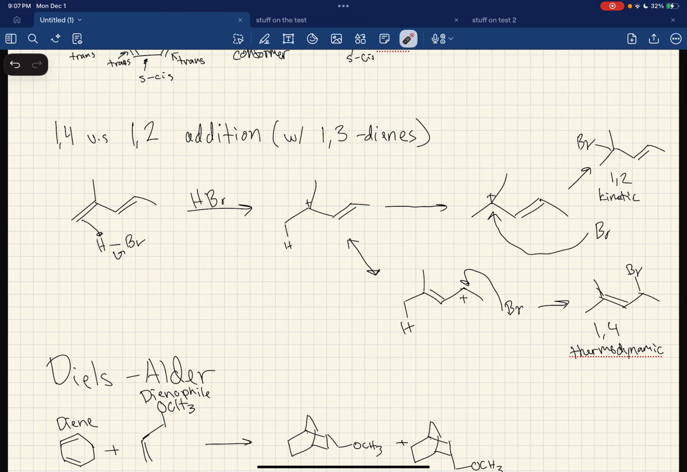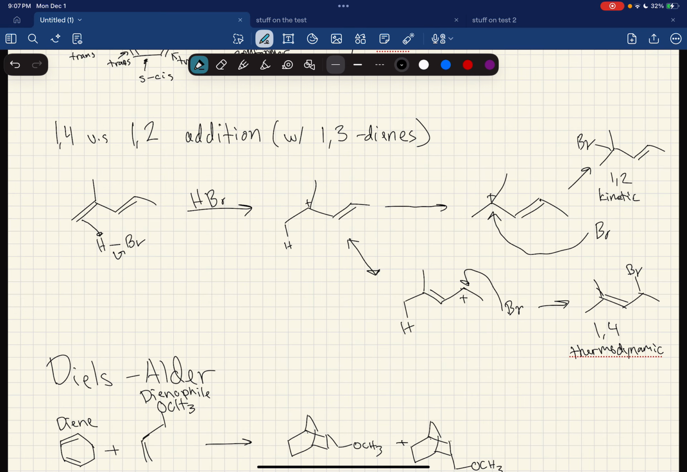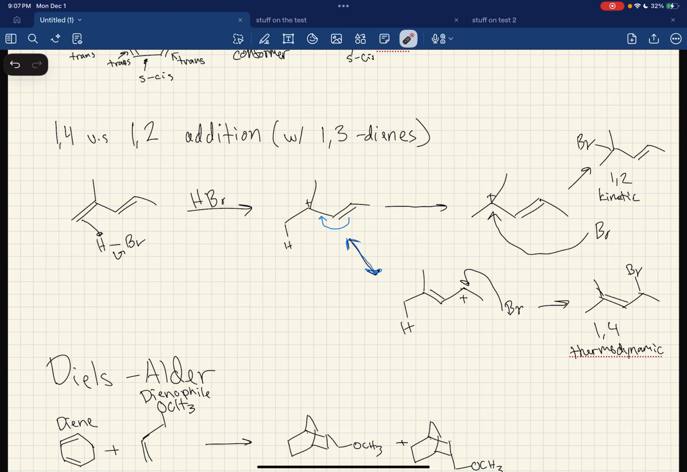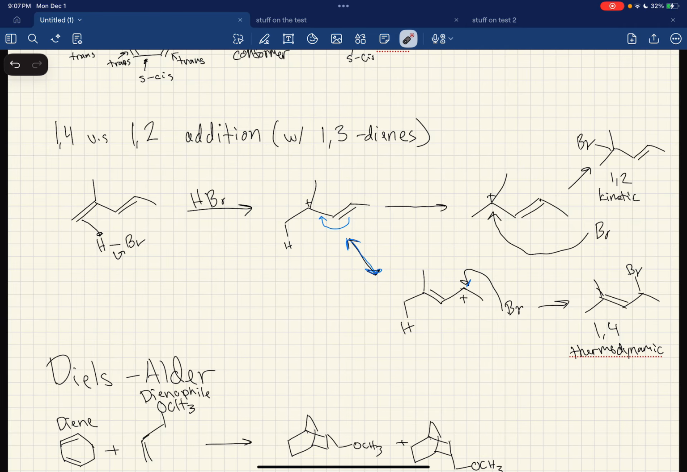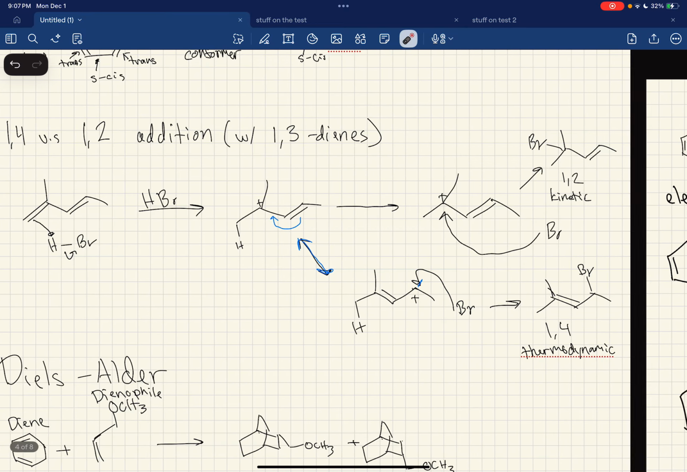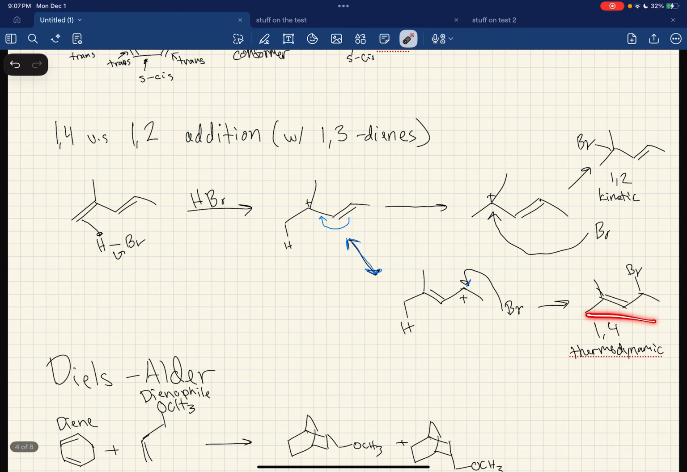Now let's just say we do a resonance structure where we move that double bond over, changing the position of our carbocation. This will be a less stable carbocation. It will still happen. That doesn't look like a very good arrow. It'll still happen. Bromine will come in, do that nucleophilic attack on that carbocation, and form this product.